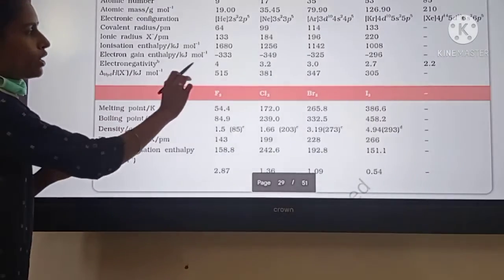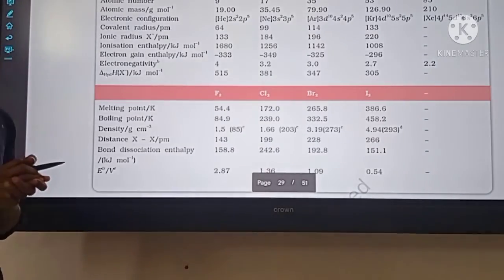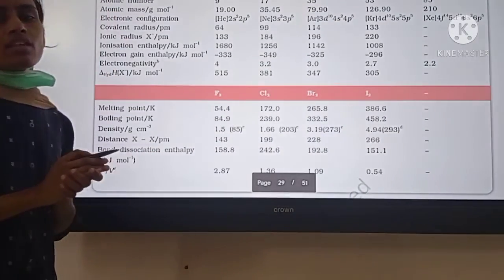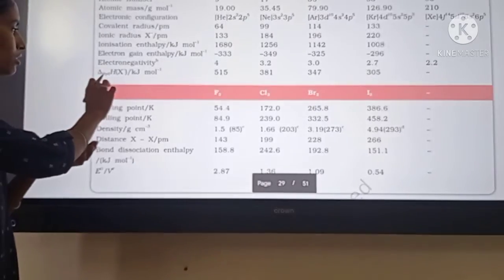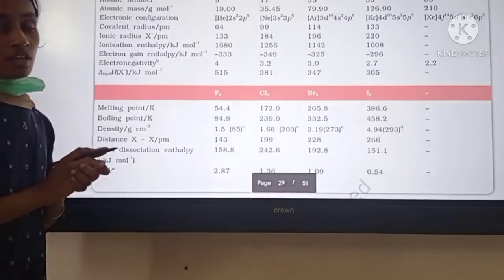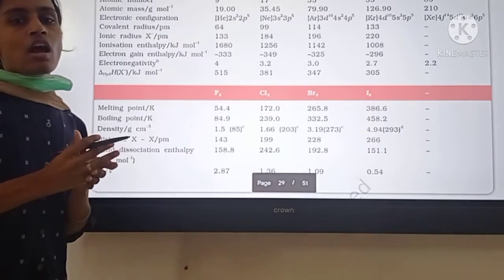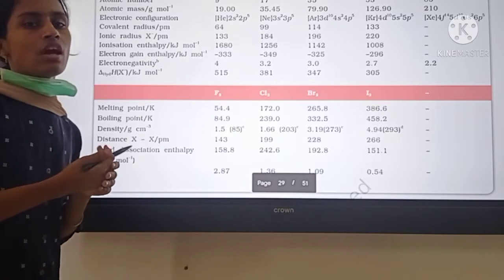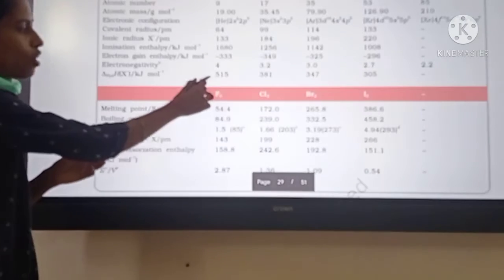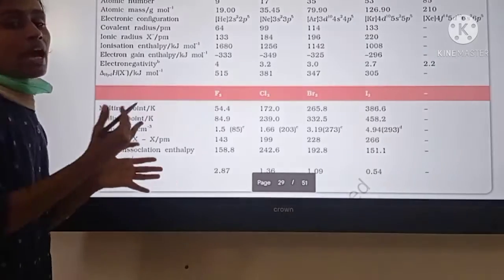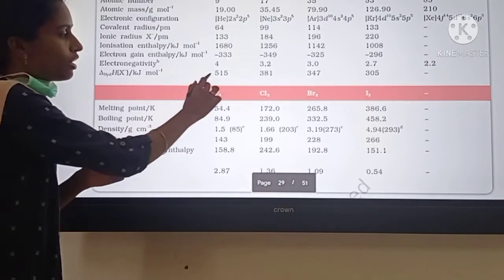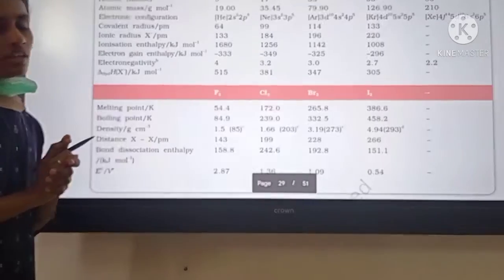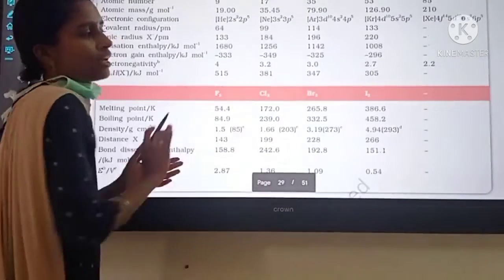And then electronegativity. There are no exceptions. It decreases from top to bottom. Next, hydration enthalpy. During hydration, the energy released is called hydration enthalpy. Due to its small size, fluorine will be hydrated more and will release more energy. So fluorine has a high hydration enthalpy, and then it decreases.